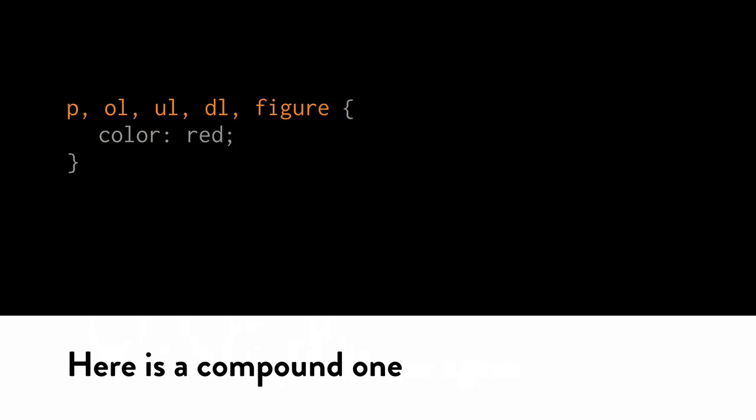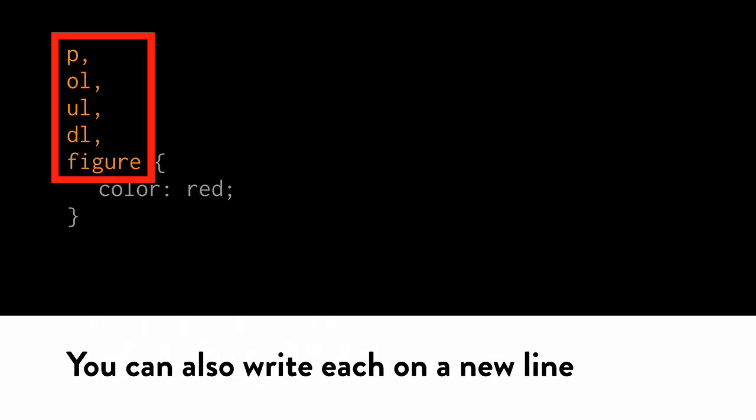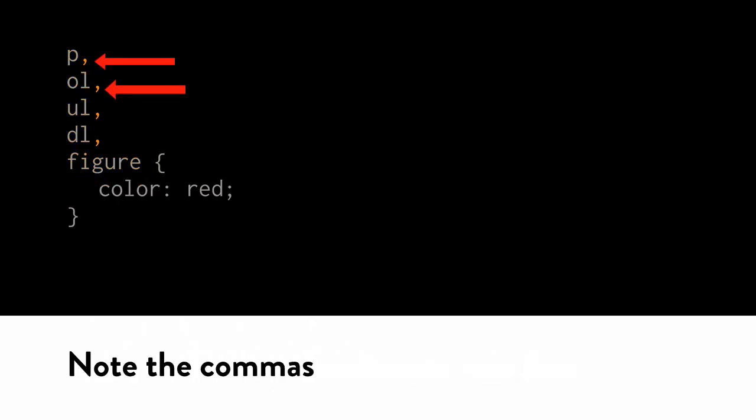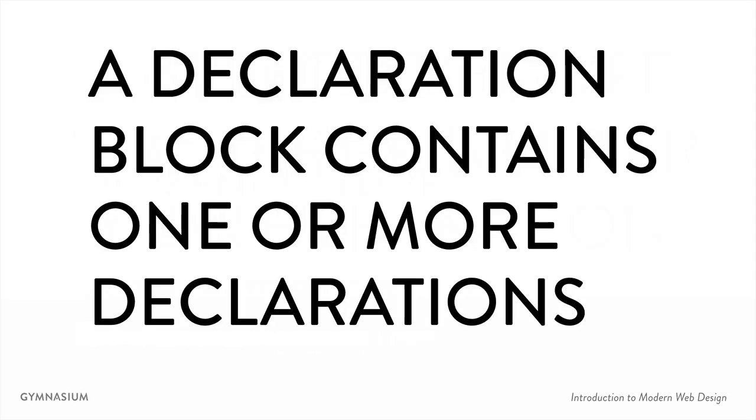Now, I find this a little bit difficult to read, so I tend to prefer to separate out my compound declarations onto their own lines. But it's really important that you remember the commas between each of the different selectors you are trying to put into that compound selector. Now, a declaration block contains one or more declarations.